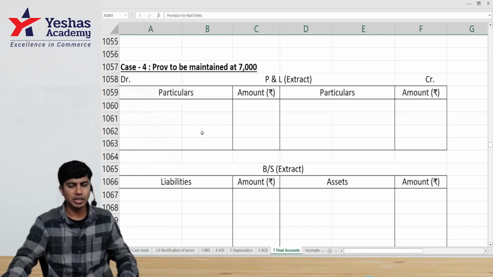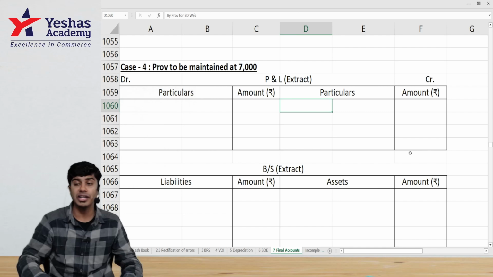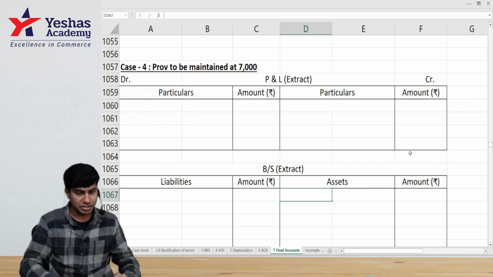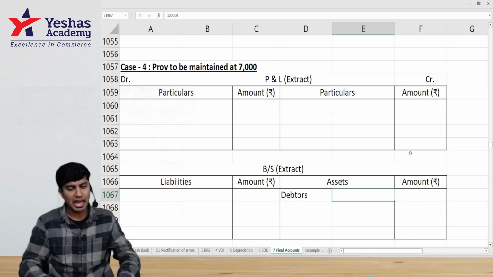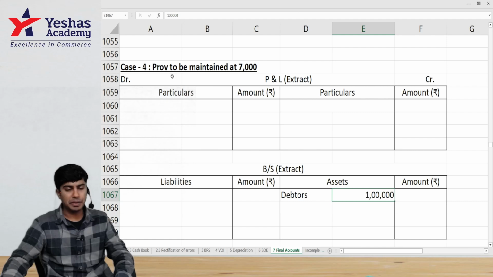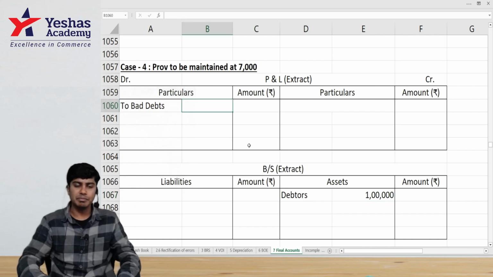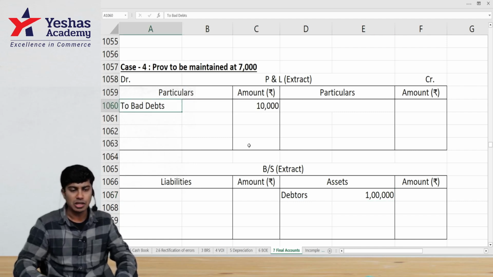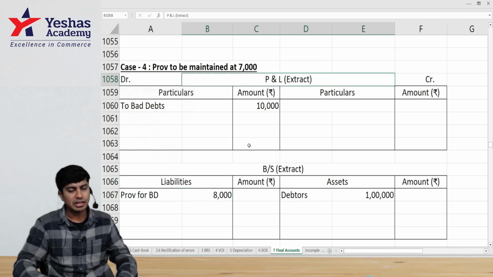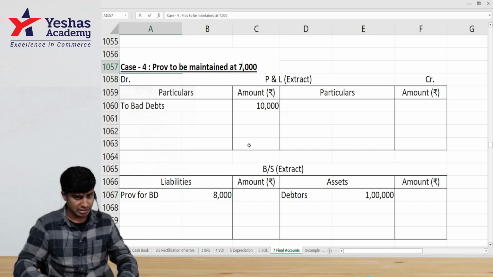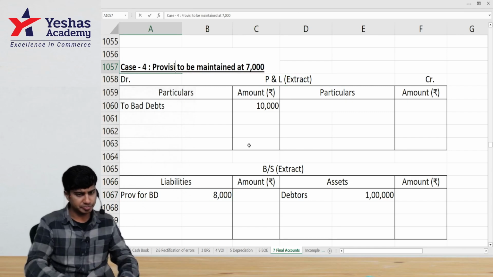We're doing case 4 where the provision is to be maintained at 7,000. Balance sheet asset side, I would write my debtors as 1 lakh. And P&L account debit side, I will write my bad debts as 10,000. Balance sheet liability side, I'll write my provision as 8,000. I've written the data from my trial balance clearly. Now I'll read the adjustment.